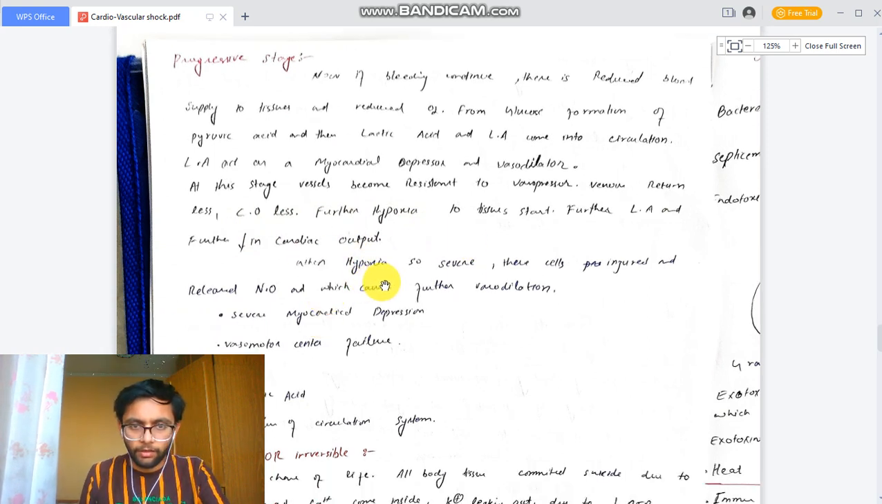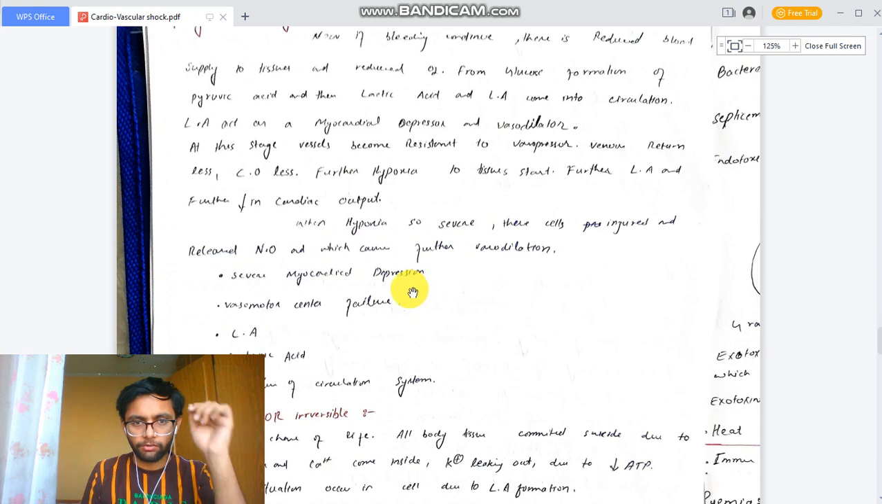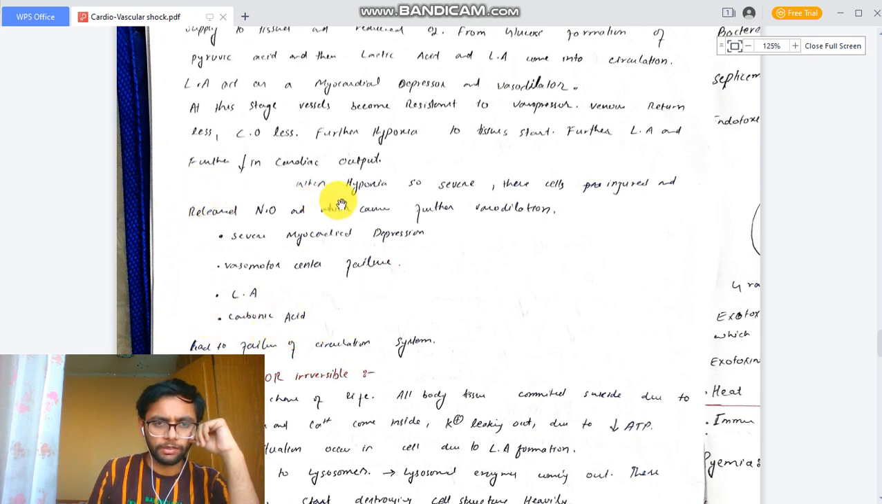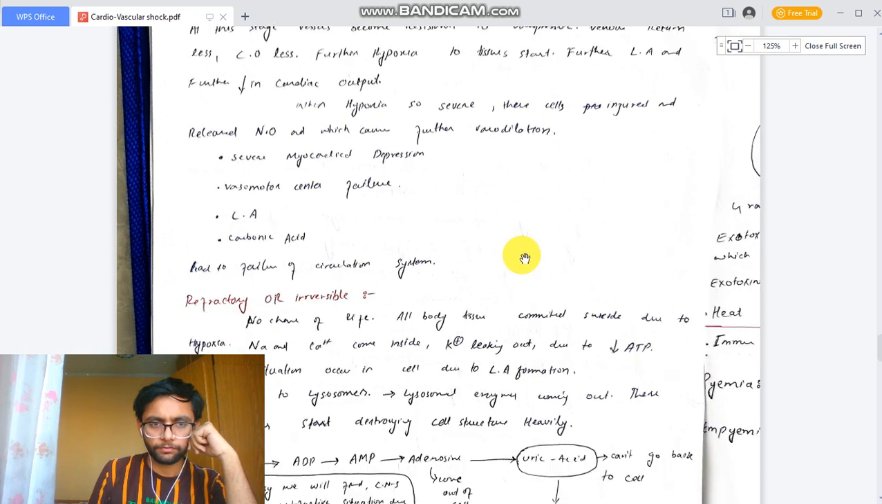With hypoxia so severe, these cells are injured and release nitric oxide, which causes further vasodilation. Severe myocardial depression, vasomotor central failure, lactic acid and carbonic acid. These all cause further severity of the second stage, which is the progressive stage, and lead to failure of the circulatory system. During this process, we can treat the patient by giving fluid and glucose. So in this stage, we can save the patient, but there should be treatment. Without treatment, the patient will die.